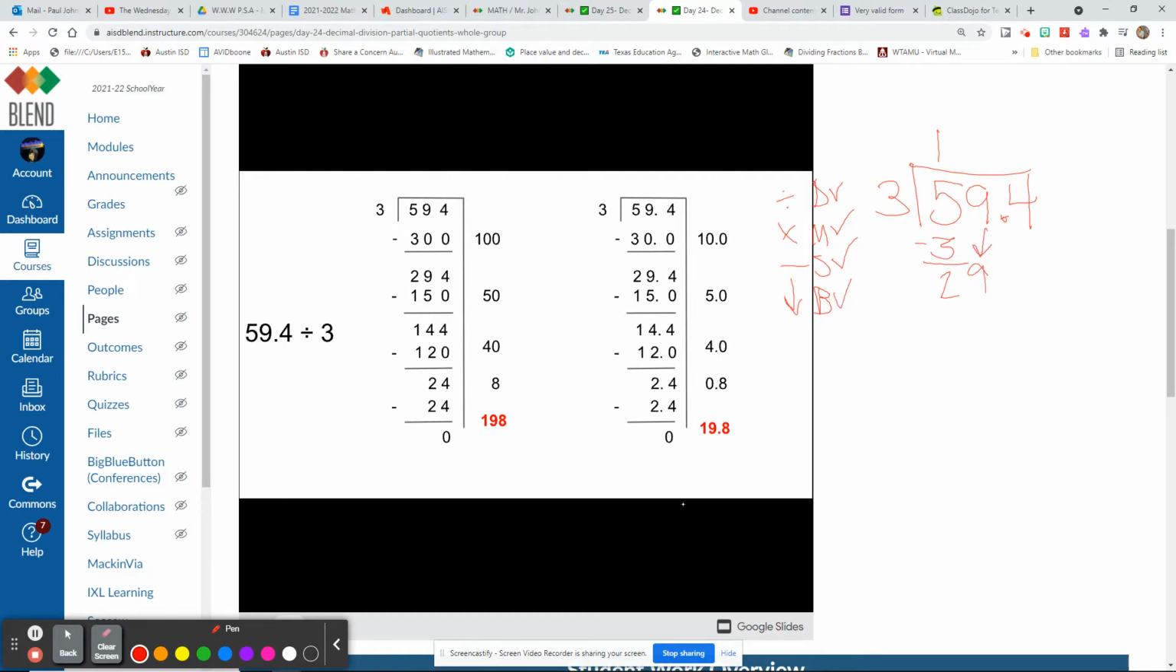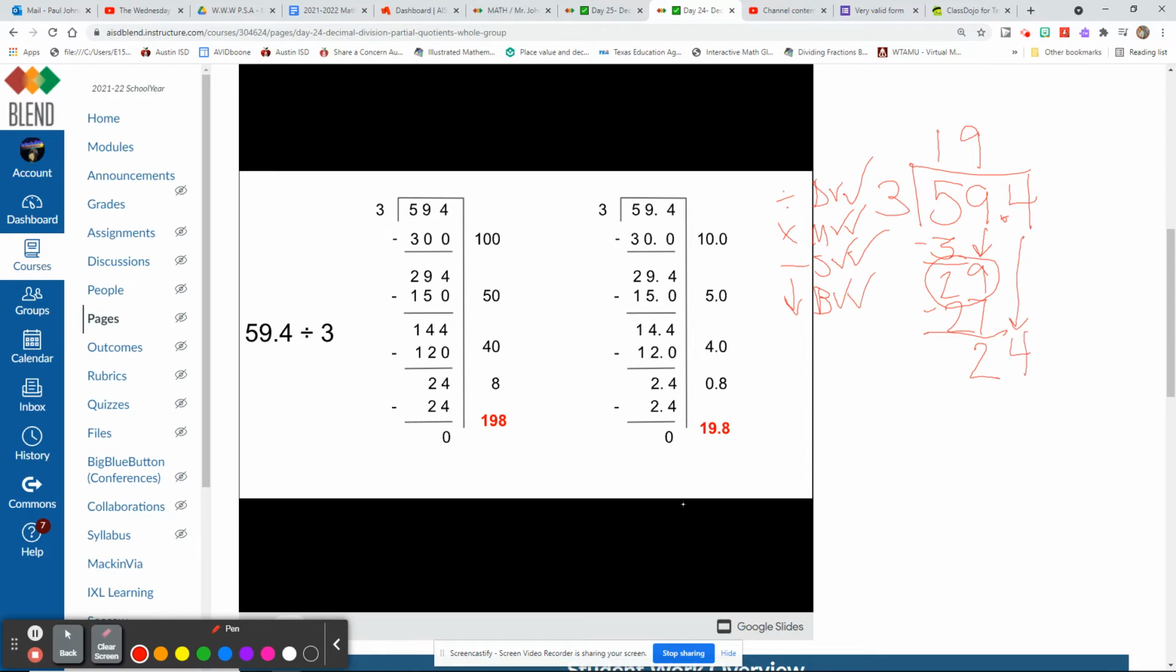So 3 goes into 29. 3 goes into 29 9 times. I know that because 3 times 10 is 30, so next best, 3 times 9 is 27. Then I subtract 29 minus 27, I get 2. And I bring down the 4.